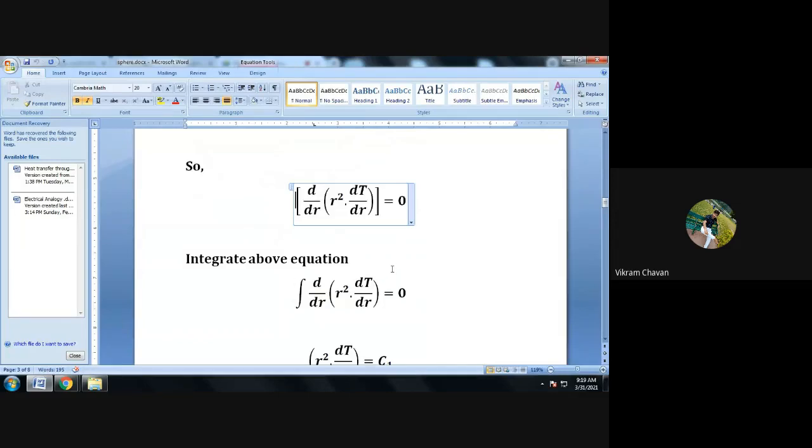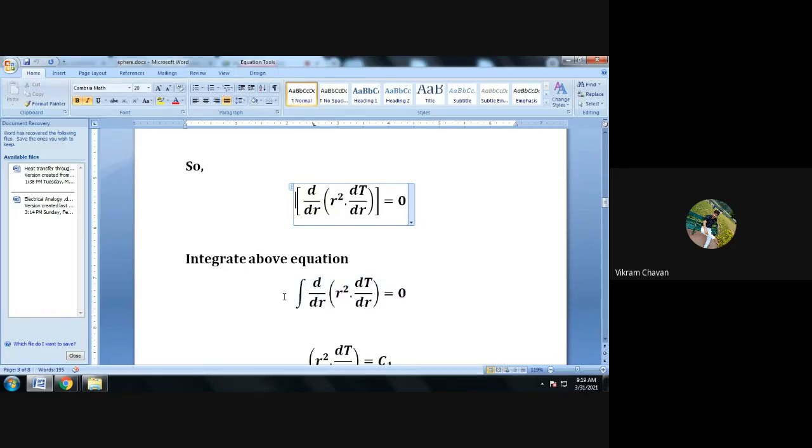So integrate the above equation. With integration, one integration and one differentiation will be cancelled, and the integration constant will be included in the equation. So we get this equation after transferring the r square to the other side, and after integration, one integration and one differentiation will be cancelled, and the integration constant will be included in the equation.